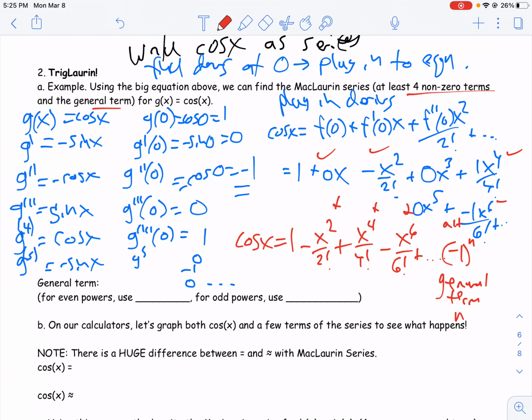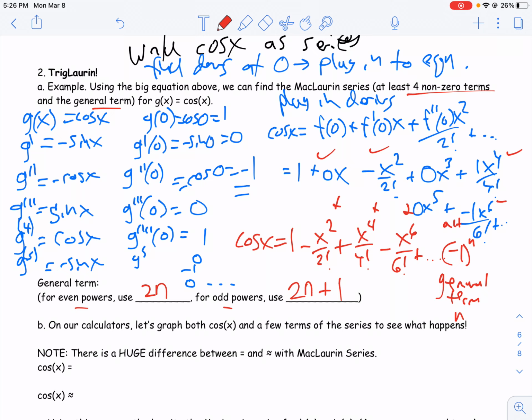So a tip I want to give you is if you have even power terms, you're going to use 2n, right? Because n goes 1, 2, 3, 4, 2n goes 2, 4, 6, 8. It's all the even numbers. If you have the odd powers, just use 2n plus 1. Because if n goes 0, 1, 2, 3, your 2n plus 1 goes 1, 3, 5, 7. So that's how you can get the even versus the odd.